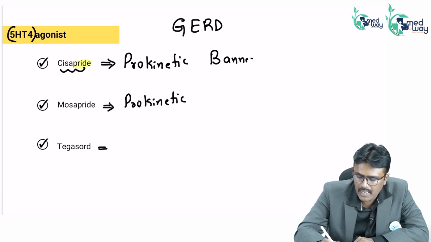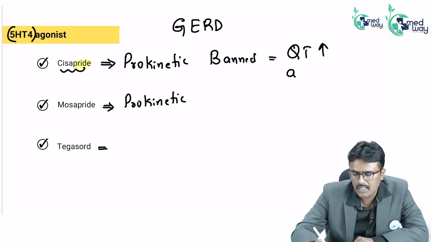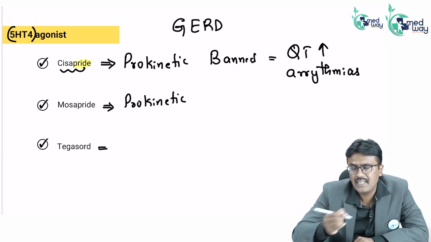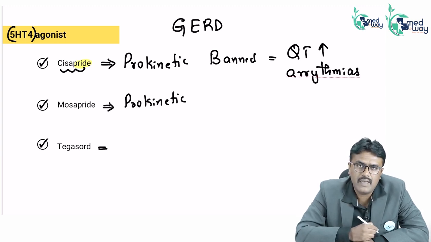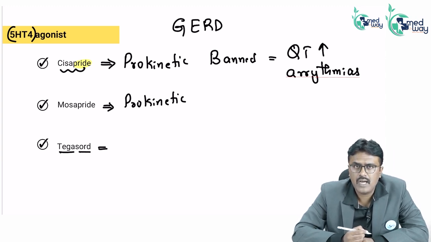The reason for banning cisapride is it causes QT prolongation, and that QT prolongation can lead to arrhythmias and death in the patient. And that's why cisapride, the pride what we had, has been removed. So we have only one pride, that is mosapride, which is still used. Now tegaserod, it's also a 5-HT4 agonist.